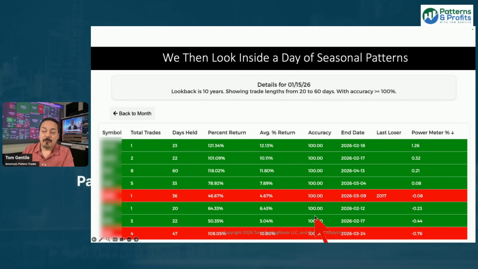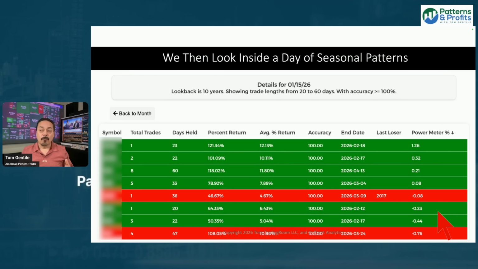How accurate has it been in the last 10 to 20 years? When was the last loser? And if I get a goose egg beside it, guess what? That means that it's 100% accurate during that pattern. When is the end date of the pattern? That helps me determine, if I'm an option trader, what expiration am I going to be using? And then we got this thing over here called Power Meter. Power Meter looks at each and every year of the pattern and puts those together and tells me whether that pattern is becoming more positive as we get to today or more negative.